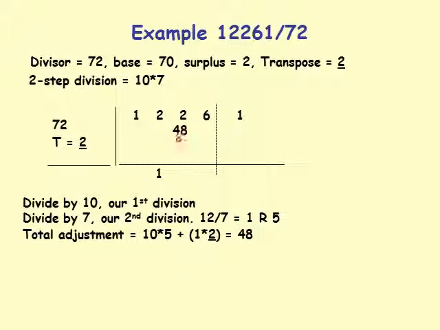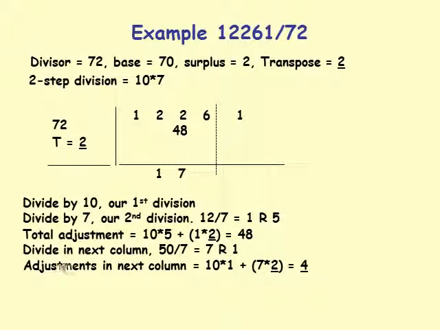So we get 48 here. We have 2 plus 48, which is 50 in the next column. Now we divide in the next column: 50 divided by 7 gives 7, remainder 1. The quotient is 7, the remainder is 1. The adjustment in the next column is because of the 1, which is 10 times 1, positive 10, and because of the 7, 7 times negative 2 is minus 14. So the adjustment in the next column is negative 4.